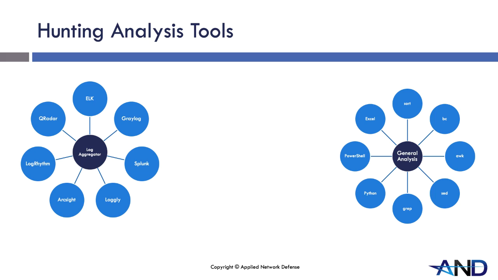Of course, along with that, we have command line utilities, things like sort or BC or awk, sed, grep, things that are available on the Linux or Windows command line. And we also have scripting languages, right? PowerShell on the Windows side, Python, which is more platform independent. The ability to write simple scripts to perform data transformation or analysis, incredibly powerful, and we consider those amongst the realm of general analysis tools.